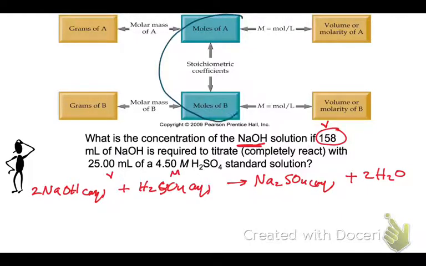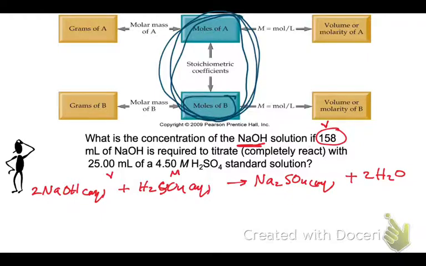Look at this picture. What's in the middle? What's the core? Those blue blocks are the mole. If I have moles about one substance, then I can get the moles about the other substance, and I can get information. If I have moles and I have molarity, I can get volume. If I have moles and I have molar mass, I can get grams. Same for A.